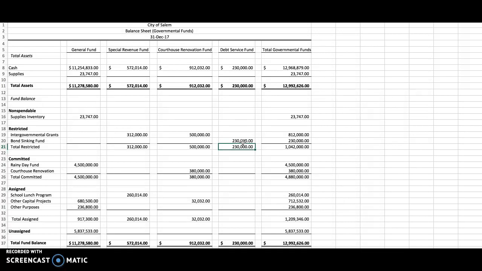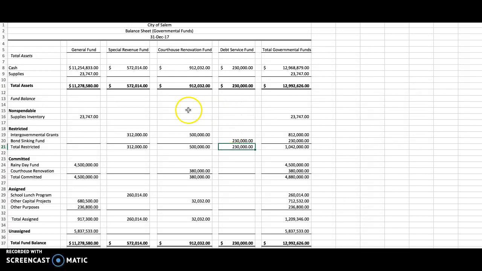So the takeaway from this is to recognize that all of a sudden, unlike a business, we're very interested with these two simple assets, cash and supplies, at what fund they're part of. And also we have to break out the fund balance, which is much like equity, into which fund the equity, or in this case the fund balance, is part of. But in the end, the standard rules of accounting still apply, and total assets must equal total fund balance.